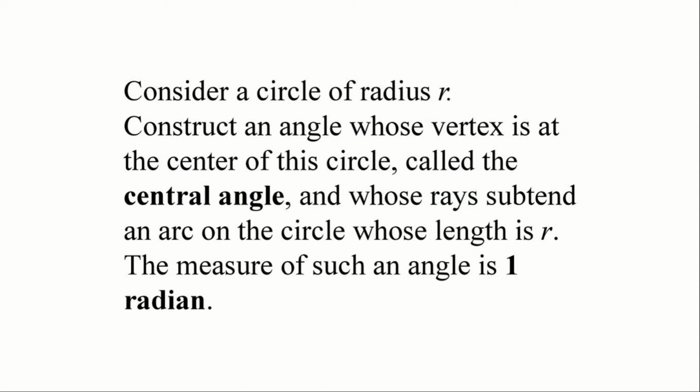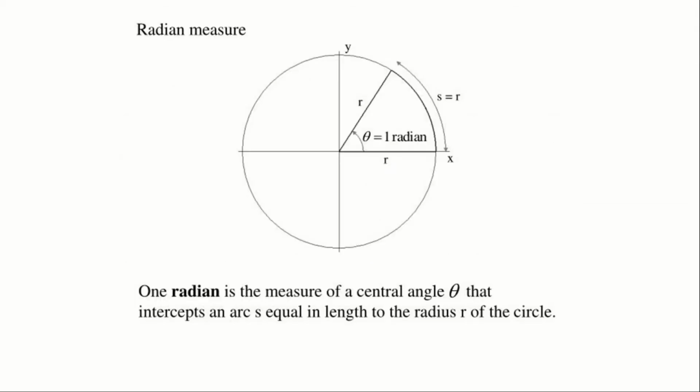Now, consider a circle of radius r. Construct an angle whose vertex is at the center of this circle, called a central angle, and whose rays subtend an arc on the circle whose length is r. The measure of such an angle is 1 radian. So the vertex is at the center of the circle, called the central angle, and whose rays subtend an arc on the circle whose length is r. This type of measure is said to be 1 radian.